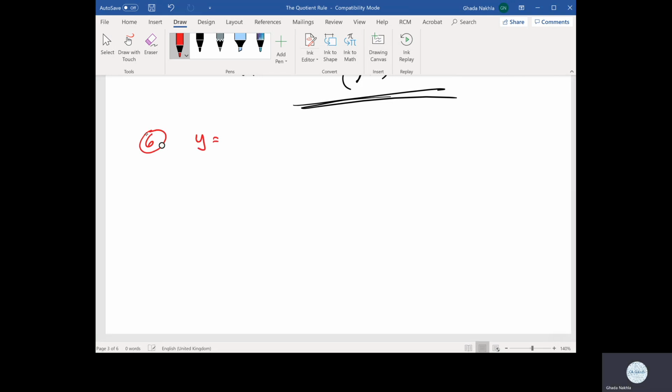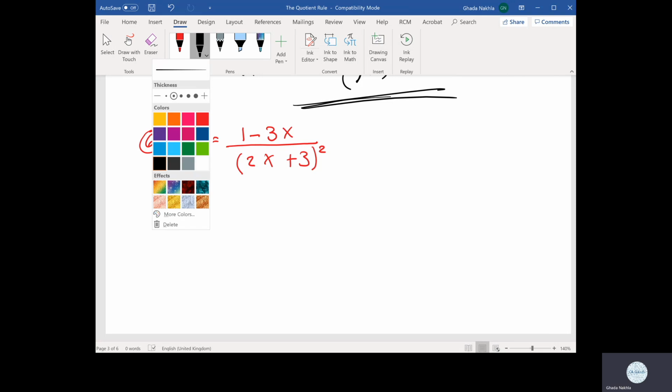And we have y equals 1 minus 3x divided by 2x plus 3 whole squared. First question you're going to ask yourself is, which rule am I using? Chain, product or quotient? And in this case, you are using the quotient rule, because it's a function of x divided by another function of x.